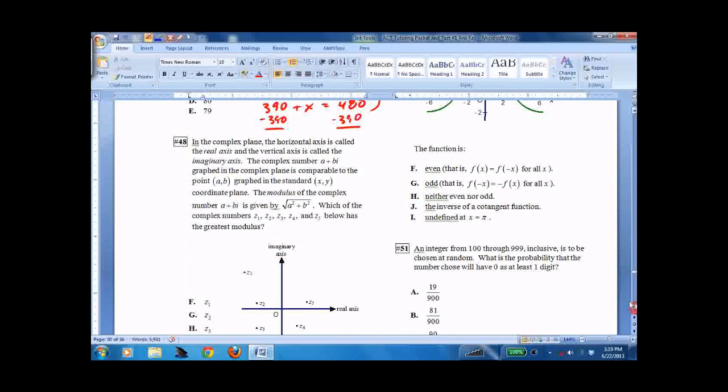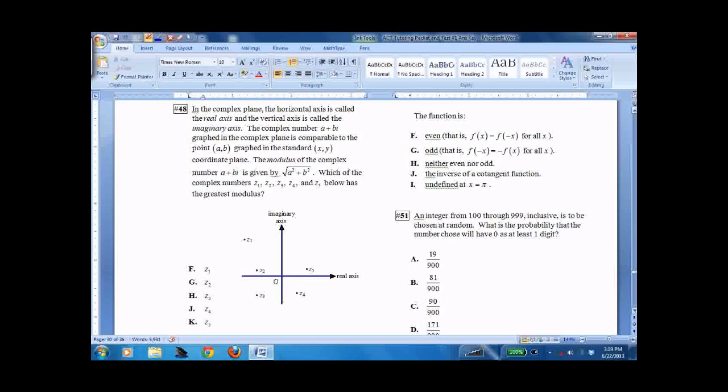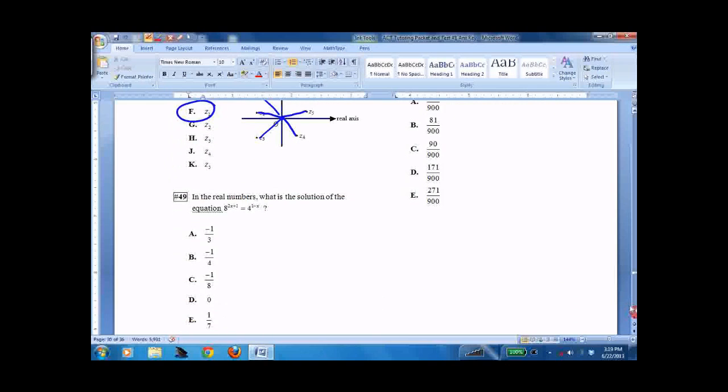I will let you read the verbiage in the complex plane, the horizontal axis, blah, blah, blah, real axis, imaginary. If you've ever worked with imaginary numbers, you're good to go. But the modulus, as it explained here, is just Mr. Pythagoras. So it's saying if the origin is where we start, which one's got the longest piece? And clearly Z1 has the longest piece. It's got the greatest distance from the origin to where it is. You have to work with the imaginary number axis a little bit, or try and read it and make sense of it, which is very challenging.